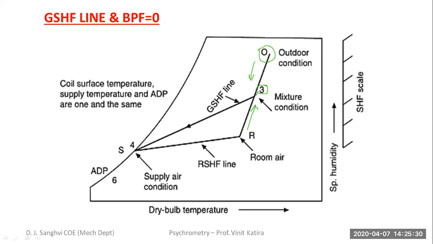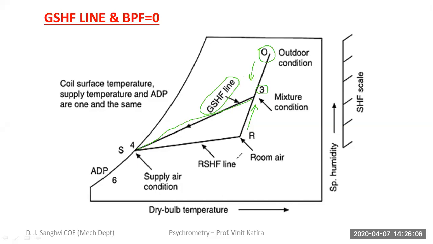Then from the mixture condition point that you have got, point number 3, you can draw a line which is going to meet this RSHF line on the 100% relative humidity line. I'm repeating again: this point 3 that you have got after the mixing has taken place, from there one more line you can make which is going to meet the RSHF line at the 100% relative humidity. So this line forms your GSHF line.